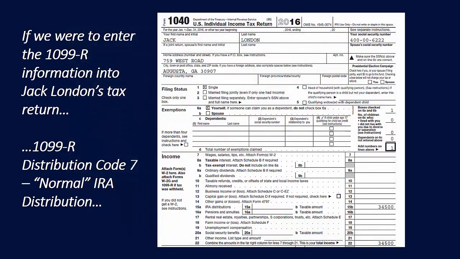So if we were to enter the 1099-R information into Jack London's tax return at a 1099-R distribution code 7, which is a normal IRA distribution, it shows up on line 15B, taxable amount $34,500.